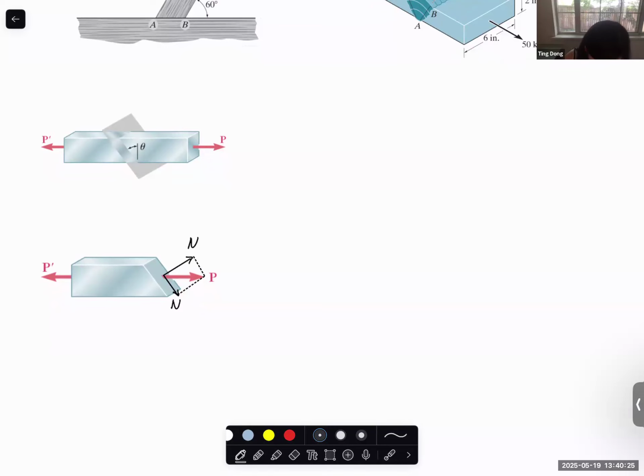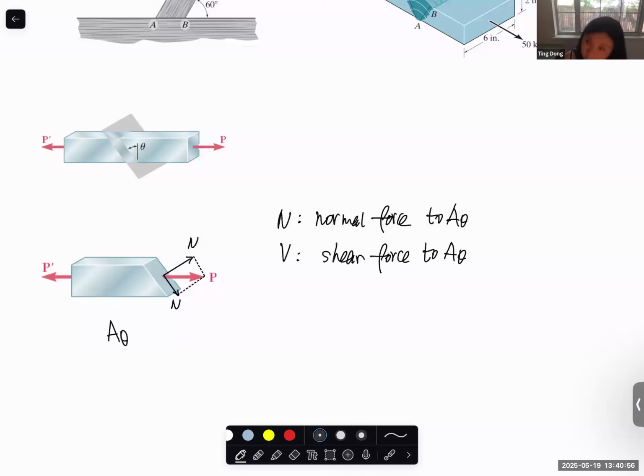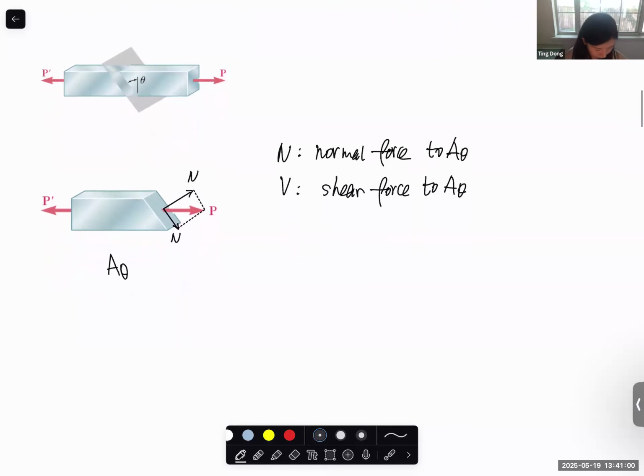So let's say that this inclined plane is the A theta. N becomes the normal force to the A theta, and V is the shear force on the A theta, the inclined plane. And this is the A theta plane, and this is the cross-section area. So the relation between these two areas is, let's assume that the cross-section area is A naught.